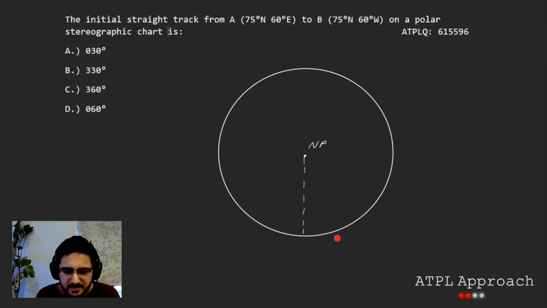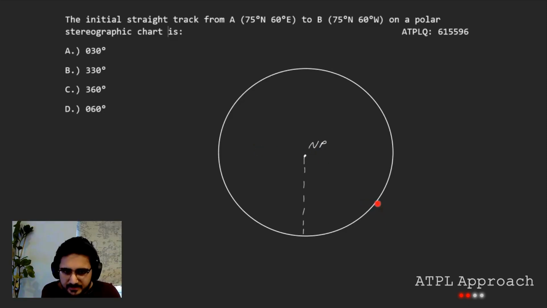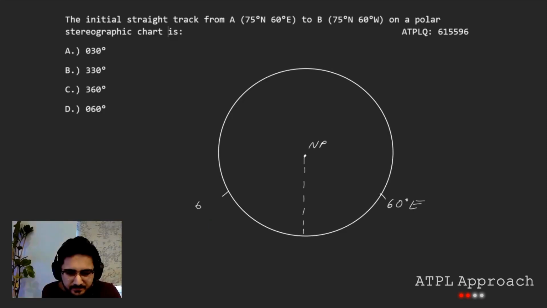Could you point, where do you think A is? Well, 60 degrees east. Yeah, so that's west, so this way, somewhere here. 60 degrees east. Okay. And where would 60 degrees west be? Here. Yeah, so just reflected. Cool. There's 75 degrees north.